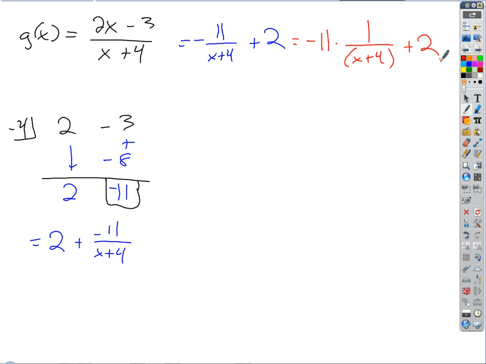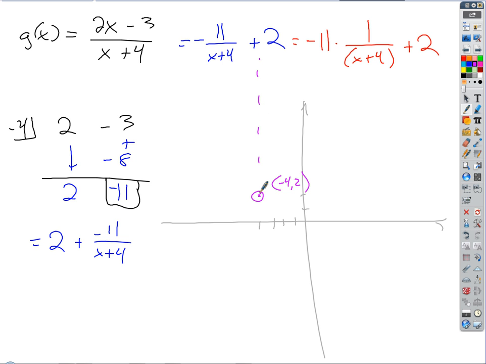So what are the values of a, h, and k here? What's a? -11. What's h and k? H is -4, k is 2. So if we were to sketch this one, I'm going to go back 4 and up 2. So there's the special point, where the asymptotes cross, and that has coordinates -4, 2.